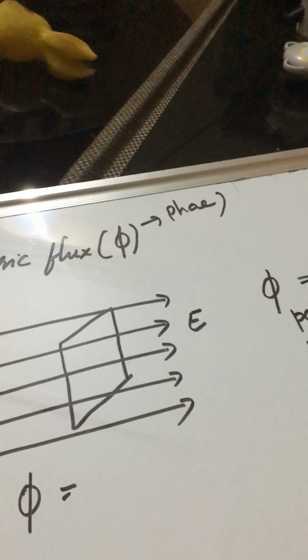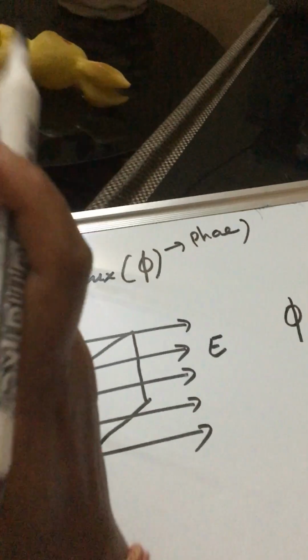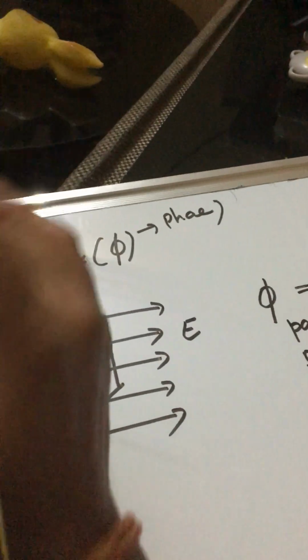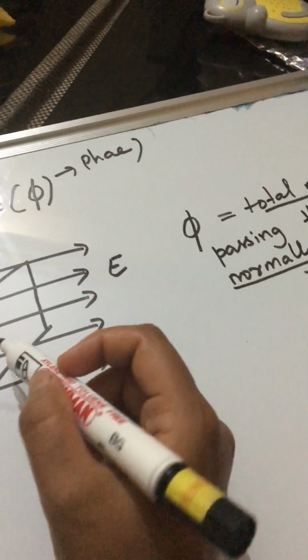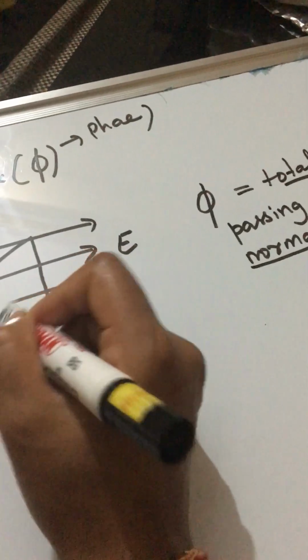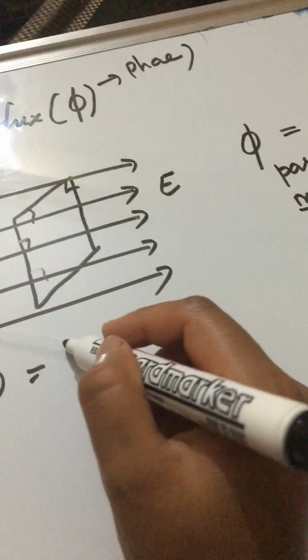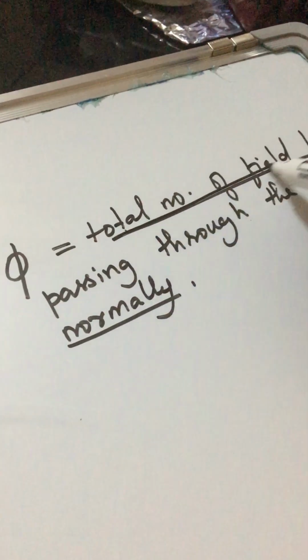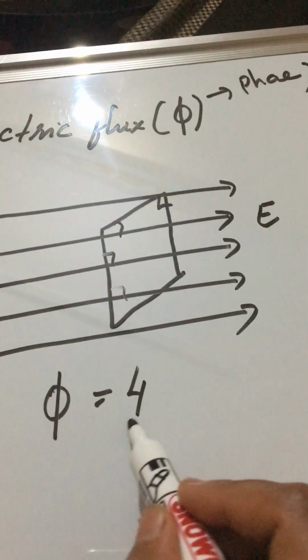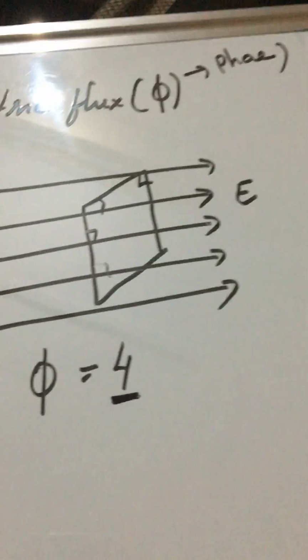Now, in this case, how many field lines are crossing this area normally, because the field is going along the x-axis and the plane is in the yz plane? So how many? All of them are 90 degrees, right? All of them are 90 degrees. Now you may call it 4. Though the definition looked this way, we cannot call it 4.